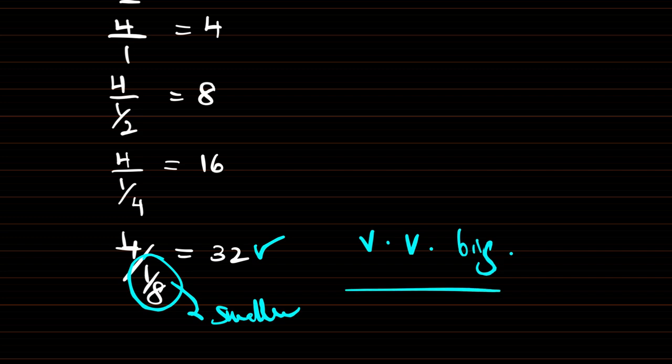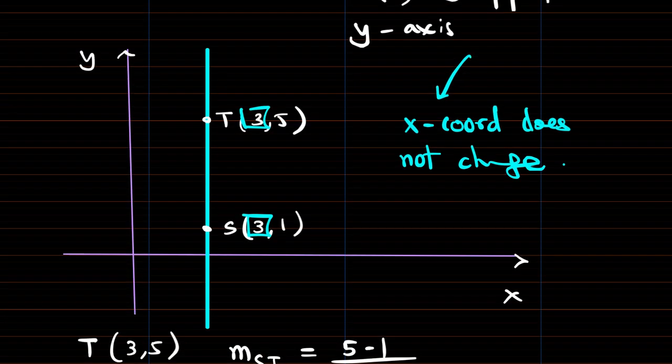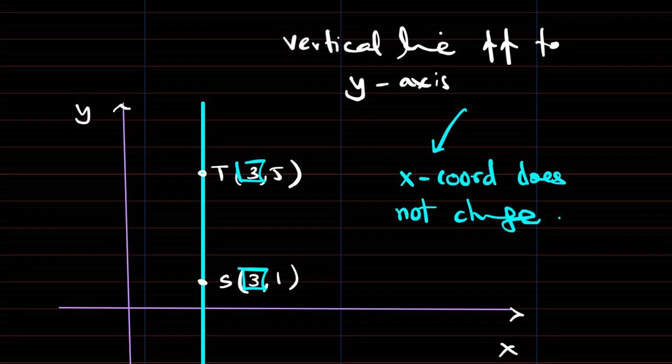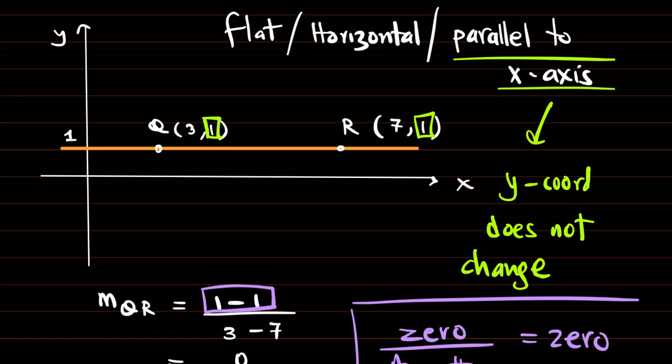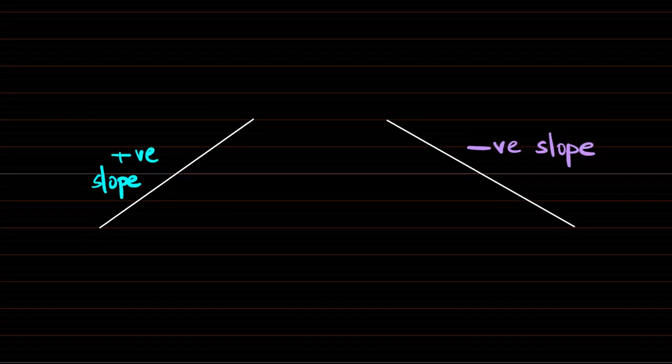So now what is the bottom line of the story? A line parallel to the y-axis has an undefined gradient, a line parallel to the x-axis has a 0 gradient, and a positive slope looks like this, a negative slope looks like this.